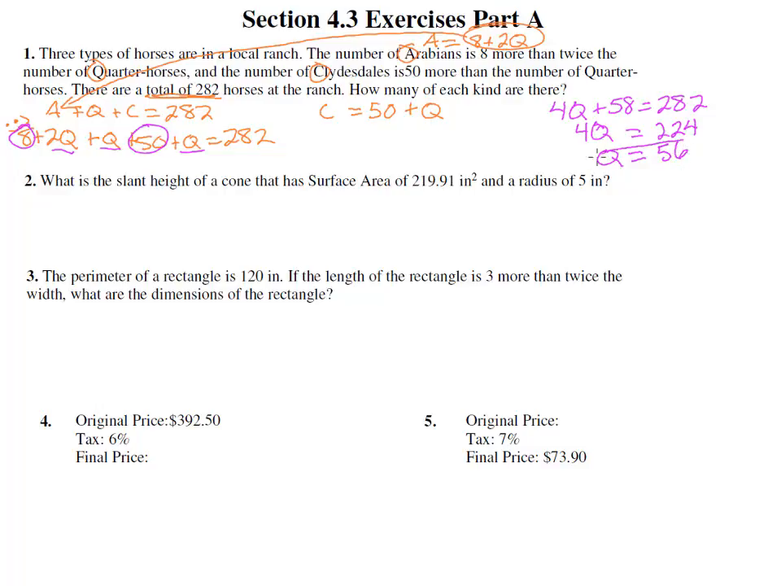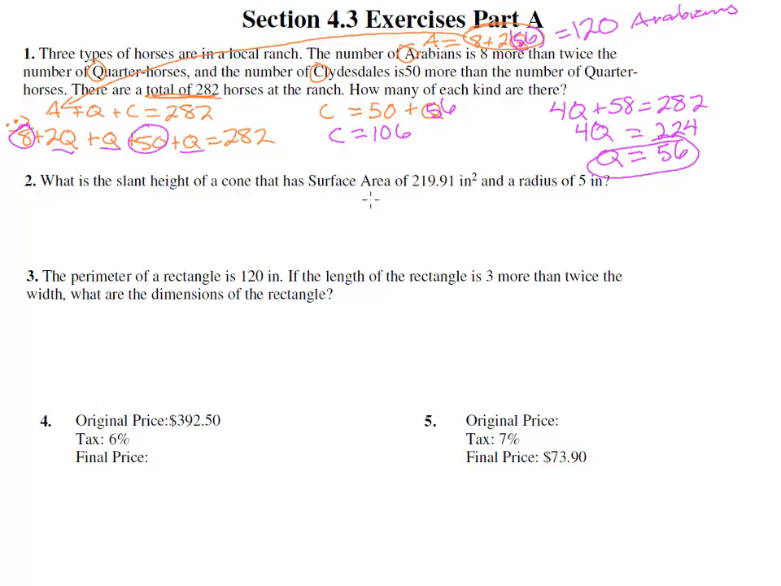So there are 56 quarter horses. Will that help us find out the others? Yeah. If this Q is actually 56, then 50 plus 56, the number of Clydesdales is 106. And if we know that there are 56 quarter horses, let's put it right here, 56, 2 times 56 is 112, plus 8. The A would equal 120. There are 120 Arabians. Oh, good.